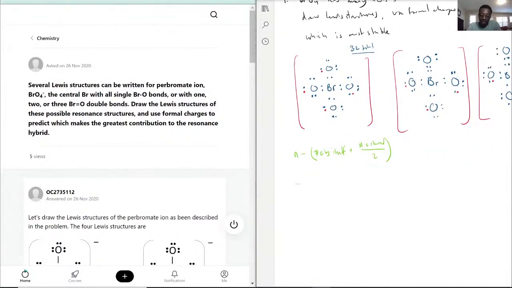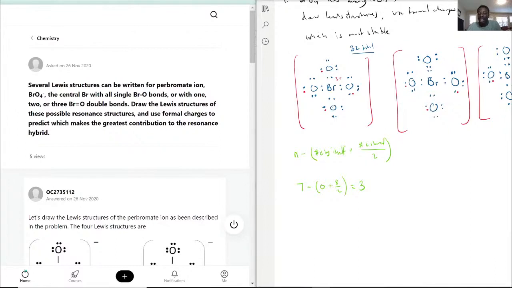So bromine brings 7 to the table, and right now in this, it has no electrons by itself, and it's sharing 8. So in this case here, bromine, that's 7 minus 4, is going to be 3. Alright, so it has a plus charge of 3 as a formal charge.